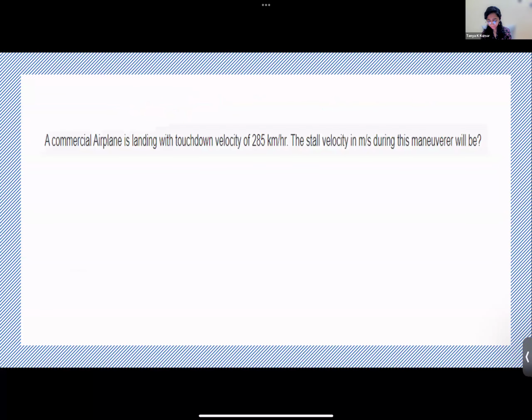Okay. Next question. A commercial airplane is landing with a touchdown velocity of 285 km per hour. The stall velocity during this maneuver will be. It's not really a maneuver, the touchdown. What will it be? So you have a direct relationship between the touchdown velocity and stall velocity, right? An empirical formula. Just use that and you'll be able to find out. There is an empirical relationship between V touchdown and Vs.